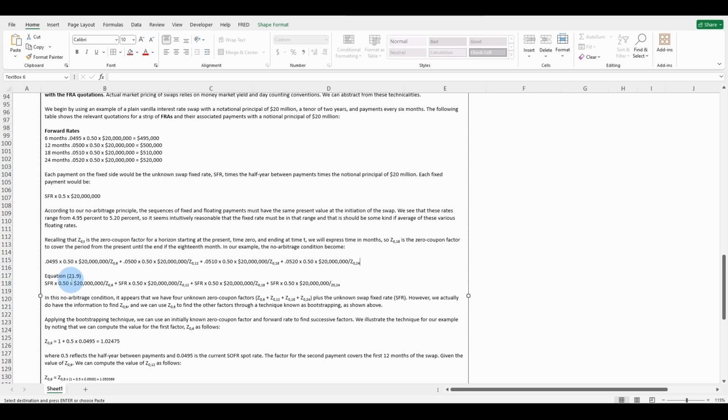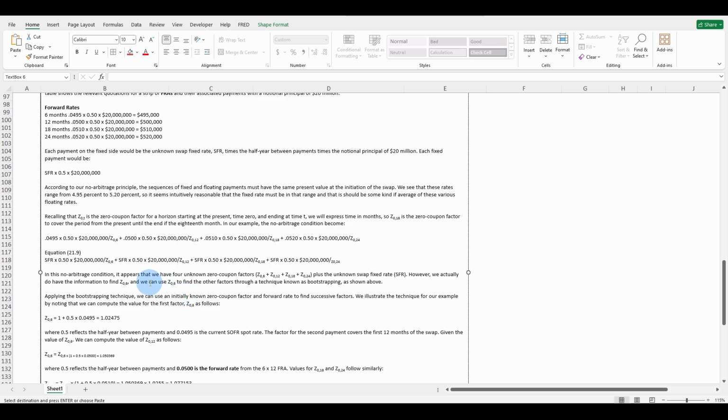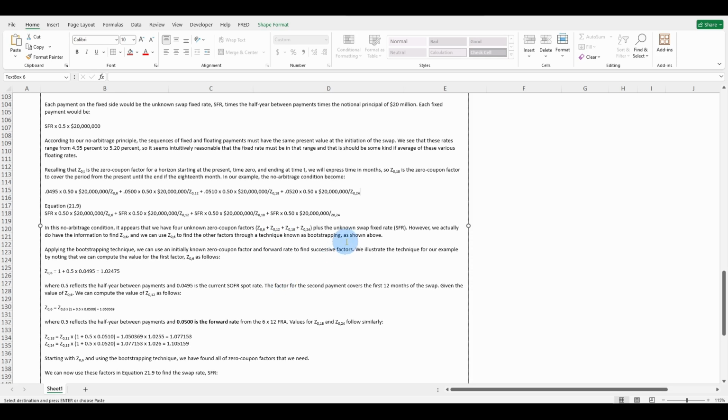Equation 21.9, in this no arbitrage condition, it appears that we have 4 unknown zero coupon factors: Z0(6), Z0(12), Z0(18), and Z0(24), plus the unknown swap fixed rate. However, we actually do have the information to find Z0(6), and we can use Z0(6) to find the other factors through a technique known as bootstrapping, as shown above. Applying the bootstrapping technique, we can use an initially known zero coupon factor and forward rate to find successive factors.